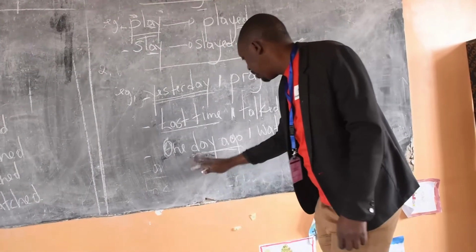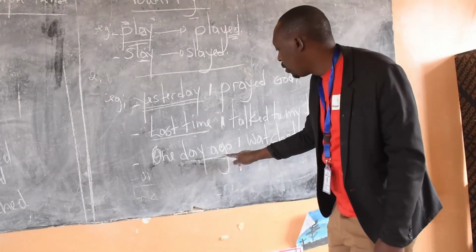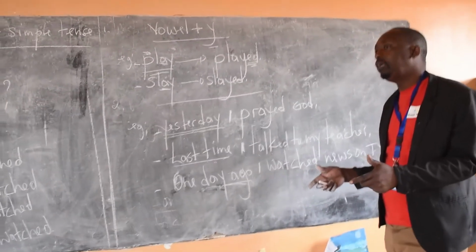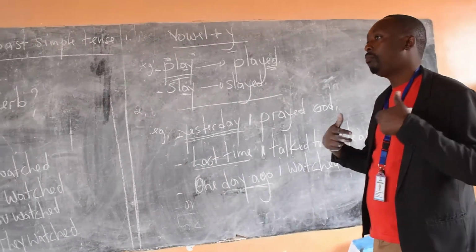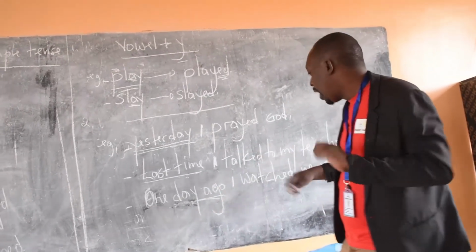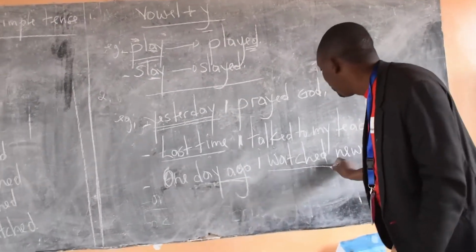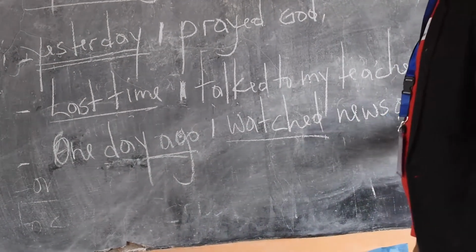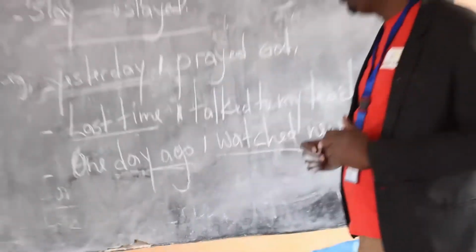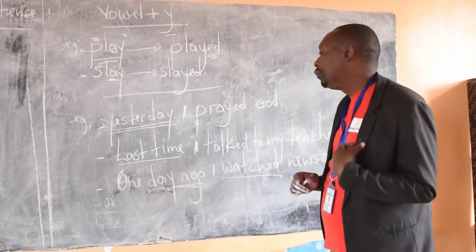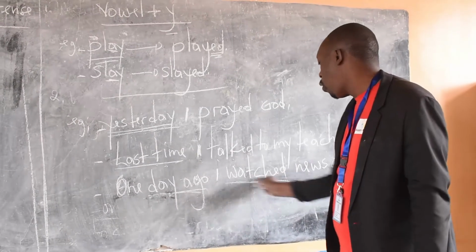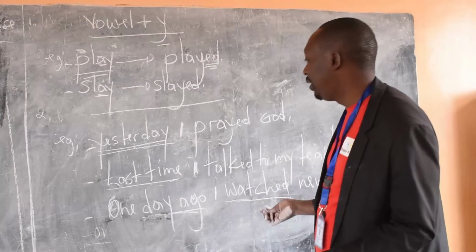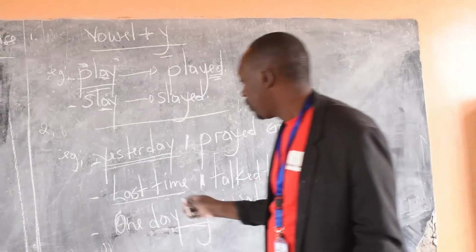So, when you see this expression ago, we use also simple past to show completed activities in the past. So it means we have already finished this activity. When you say one day ago I watched news on TV, it means you finished this activity. So you are not watching the news at this time, because this is a completed activity.